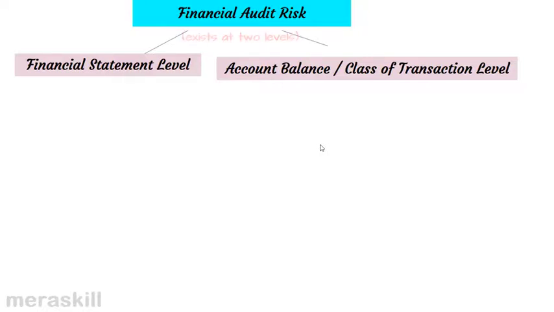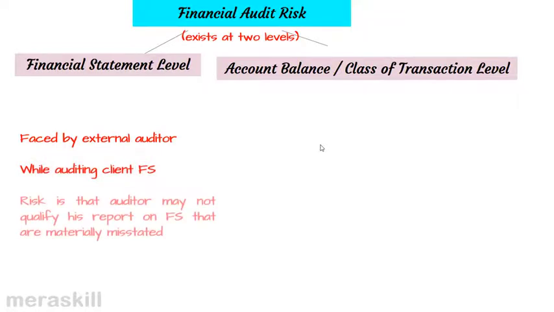Financial audit risk exists at two levels. One is the financial statement level and the other is the account balance or class of transaction level. The financial statement level risk is faced by the external auditor while auditing the financial statements of the client. What is the risk? That the auditor may not qualify his report on financial statements that are materially misstated. He may not know.